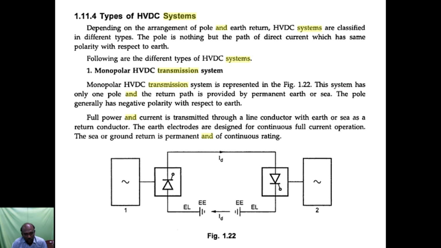Here we have two stations, the converter and inverter stations. They are connected by only one pole. The return path is through the earth.